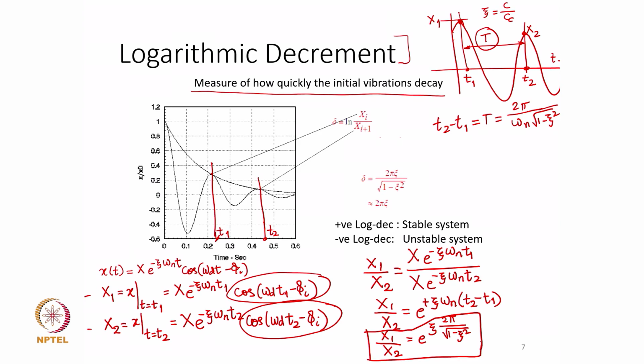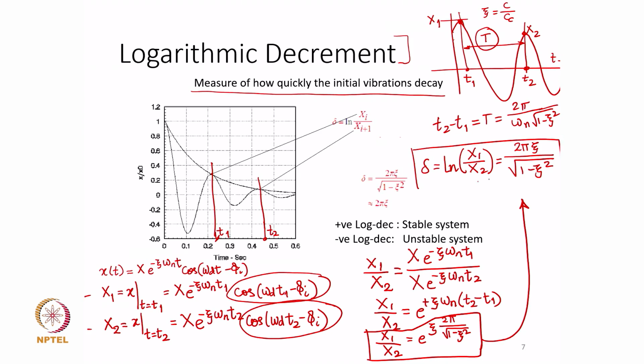Right. So, if I take a natural log of this ratio, then what do I get? So, I shall now write this as ln of x 1 over x 2 equal to 2 pi zeta over square root of 1 minus zeta square, which is called the logarithmic decrement delta.